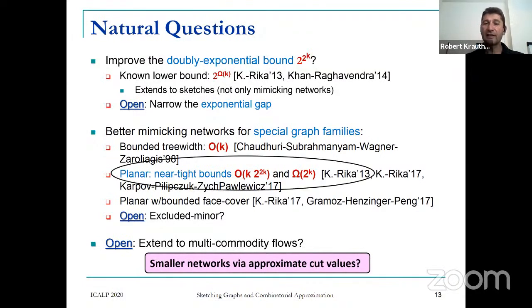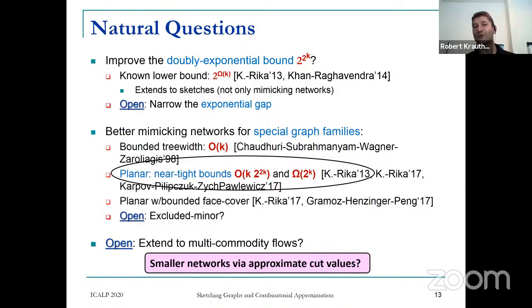So let me start with this example of planar graphs, in a nutshell. Not talking about approximation yet, for planar graphs, what we know, as you can see here in the circle, is that it's singly exponential in K. And there are almost tight upper and lower bounds. It's not tight, it's quadratic, but we know that it's singly exponential for planar graphs. So somehow we want to do better than general graphs. How are we going to use the fact that the graph is planar?